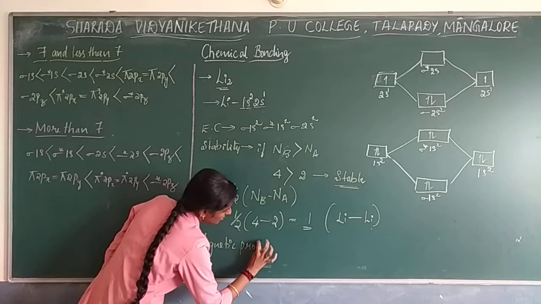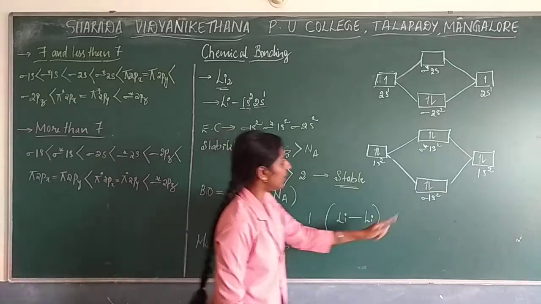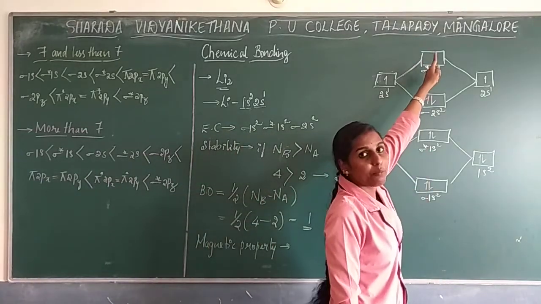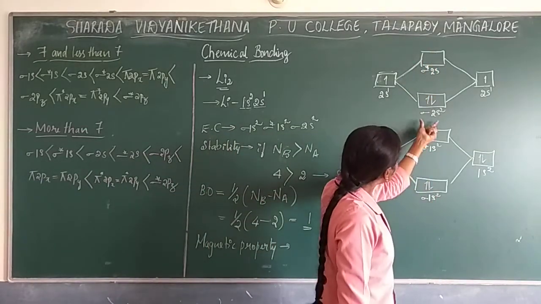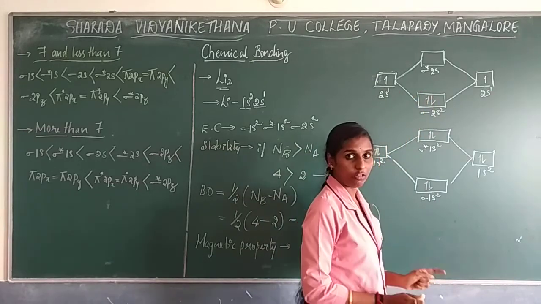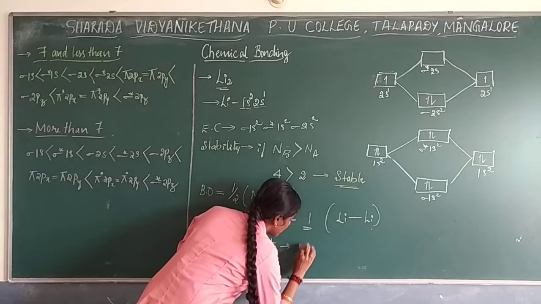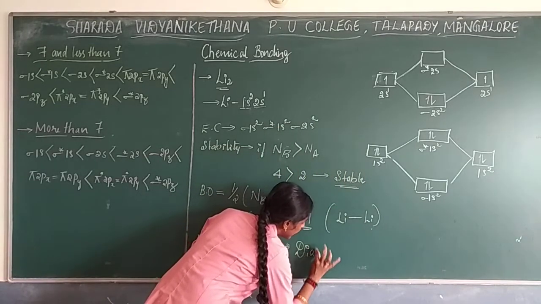Magnetic property. So what do you think? Is this diamagnetic or paramagnetic in nature? Consider only this one, bonding and antibonding. Is there any unpaired electron? Where can you find any unpaired electron? No. So no unpaired electron, in the sense that it has only paired electrons, so it is diamagnetic in nature.